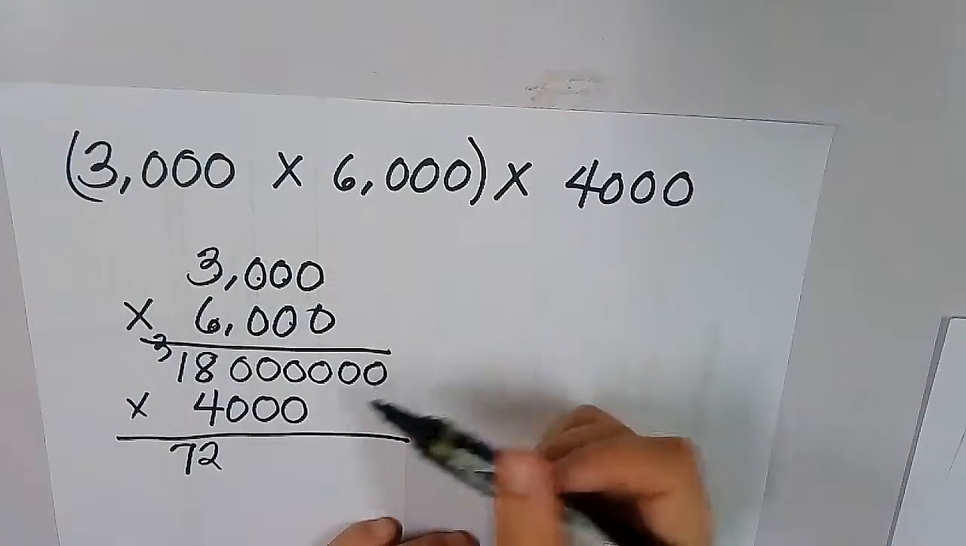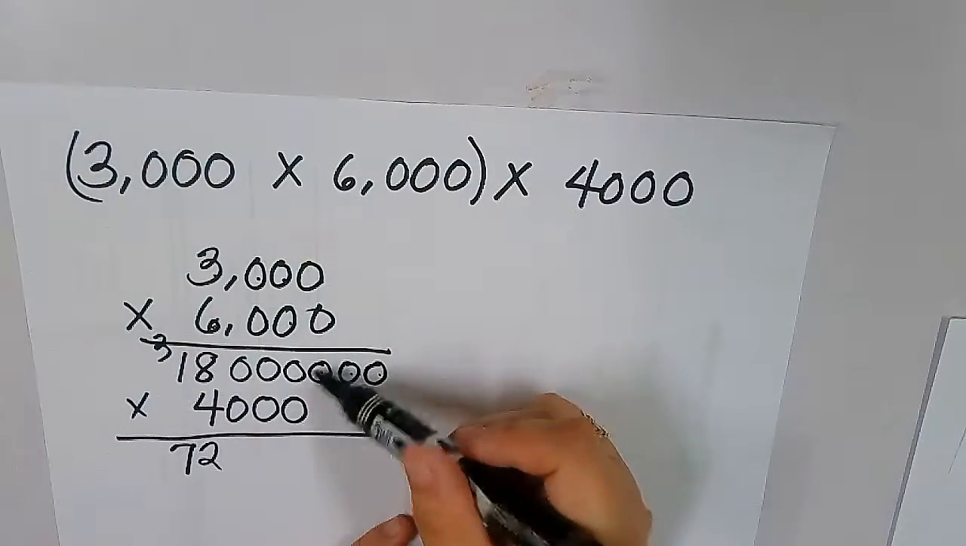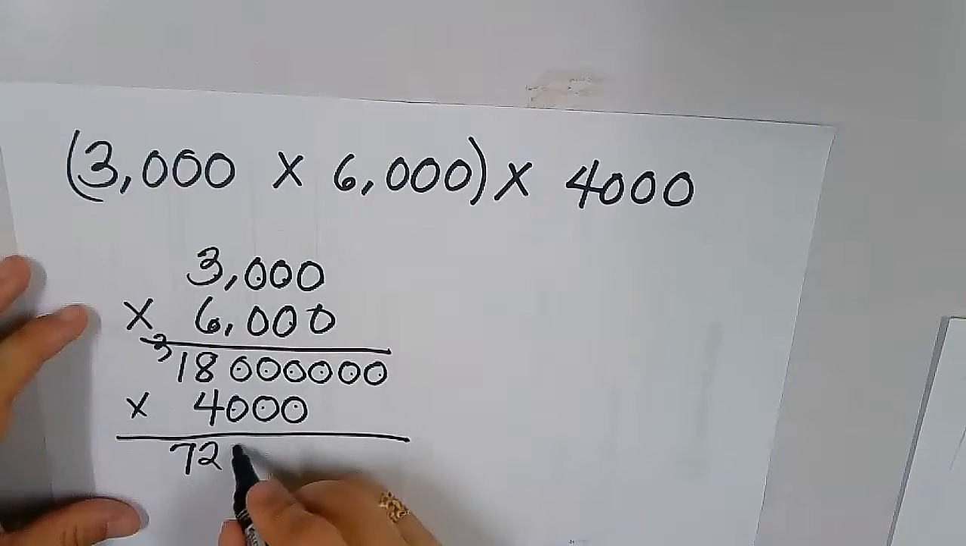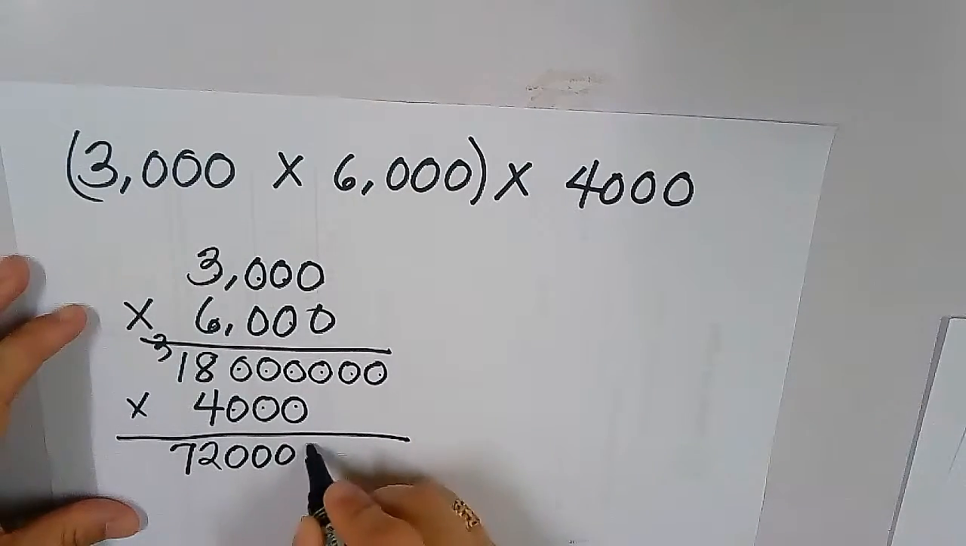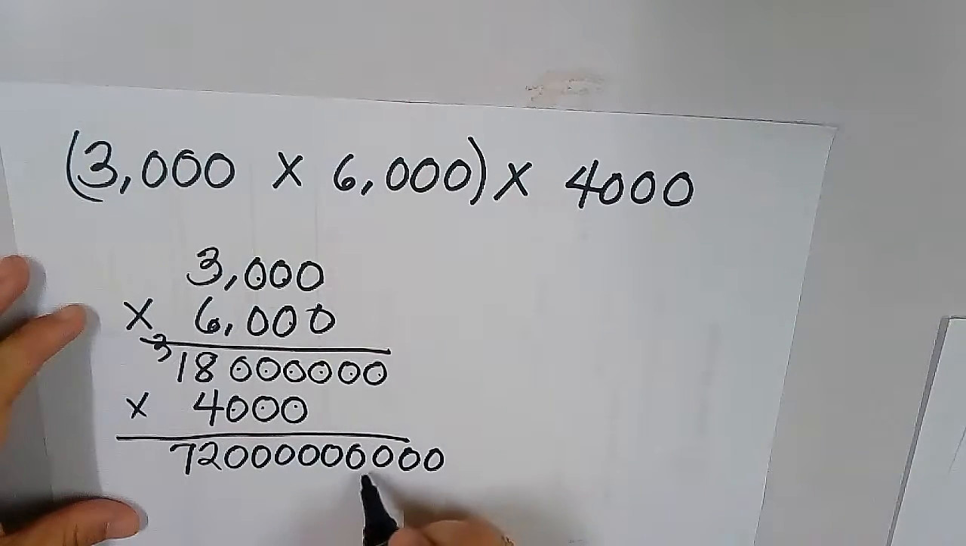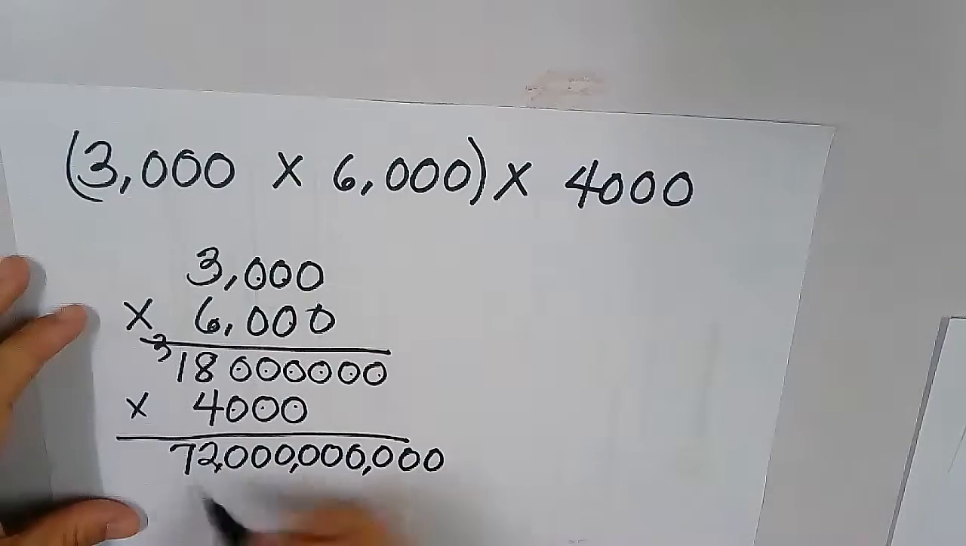Then, we count the number of zeros again. So, 1, 2, 3, 4, 5, 6, 7, 8, 9. Okay? So, ilan yan na 0.